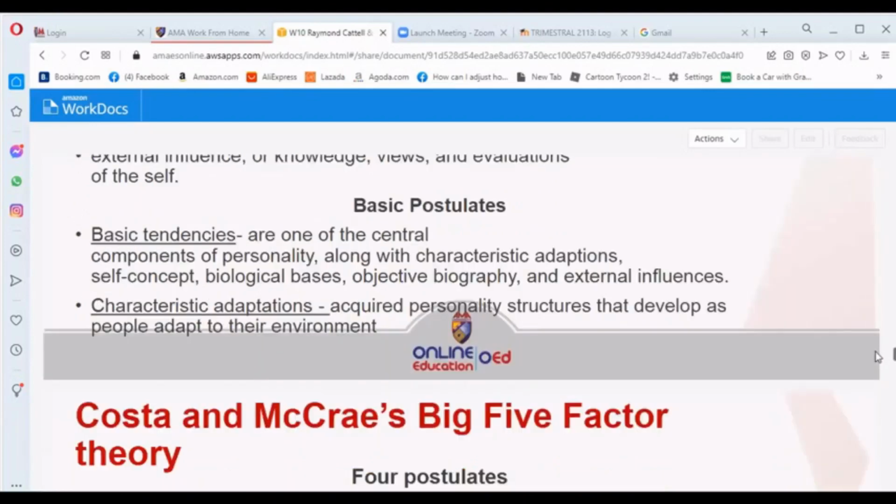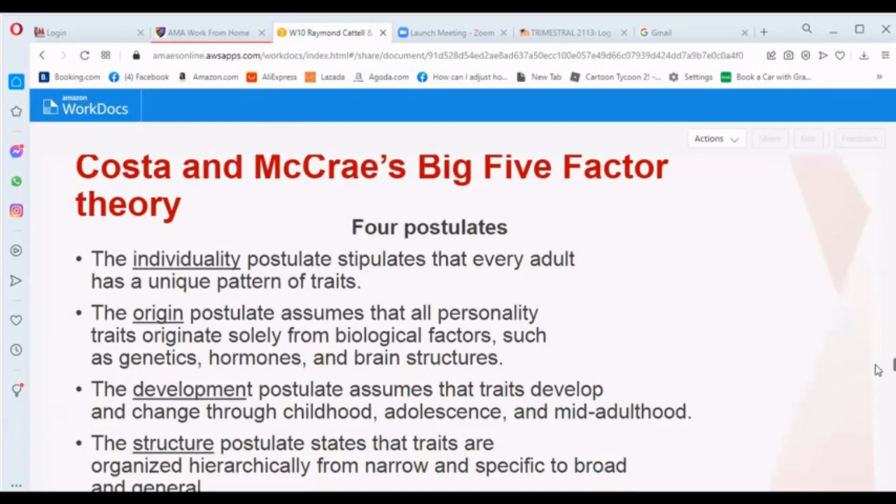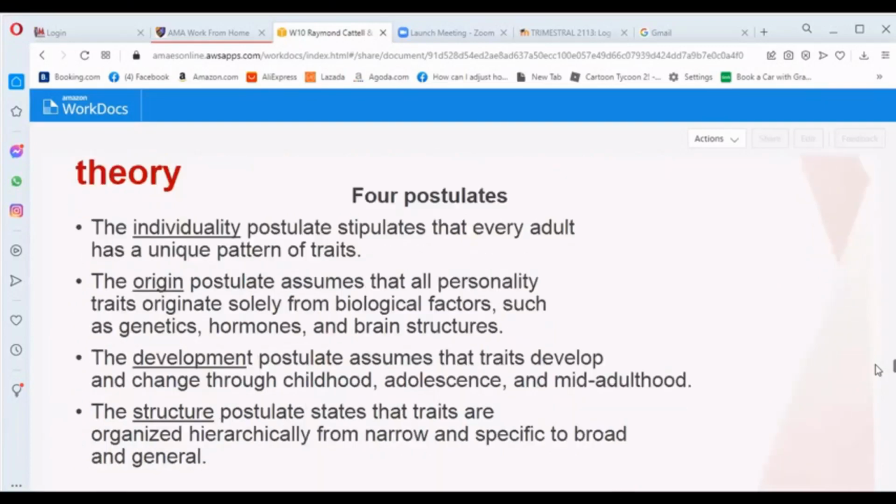So for the big 5-factor theory, we have the 4 postulates. Number 1 is individuality. Second is origin. Third is development. And the 4th postulate under this theory is the structure. When we say individuality, that postulate stipulates that every adult has a unique pattern of traits.